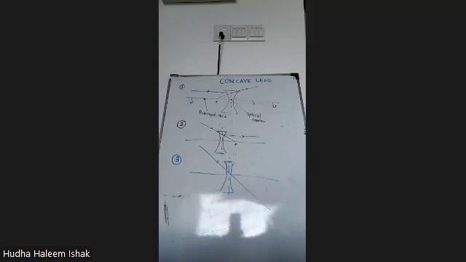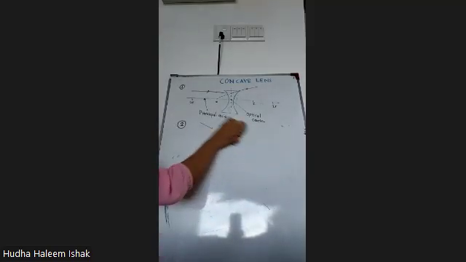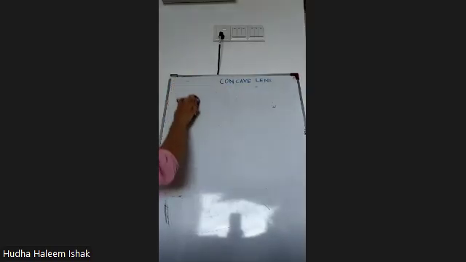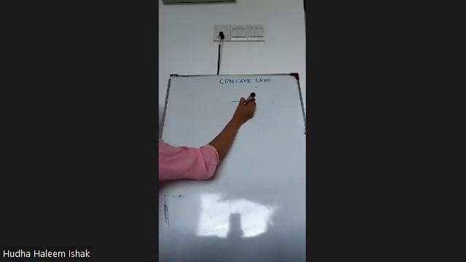Okay. So those are the three main rules. By using these three rules, we are going to draw the images for the concave lens. So let's see how we can draw the images for the concave lens.